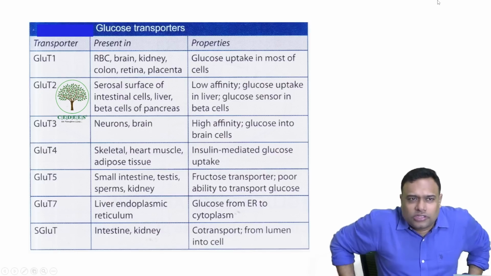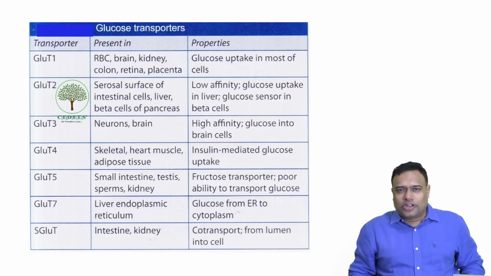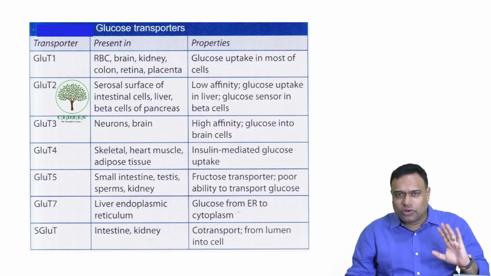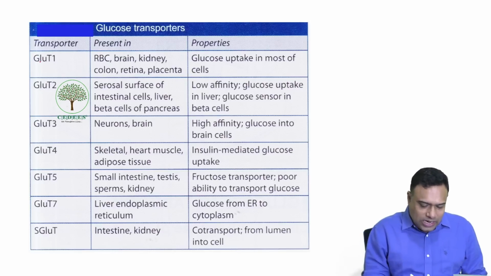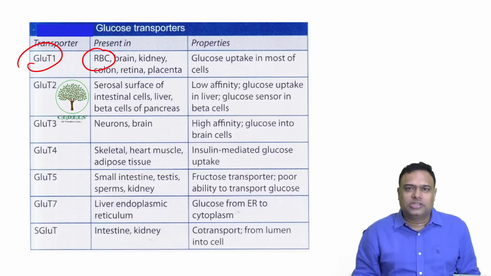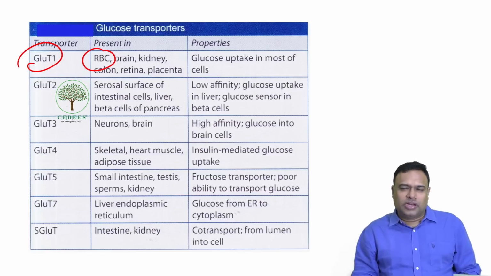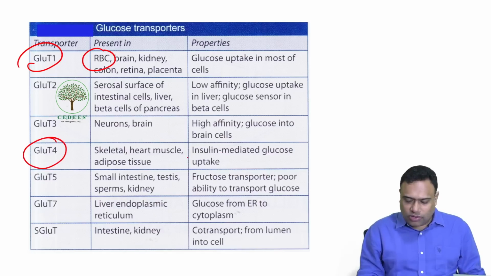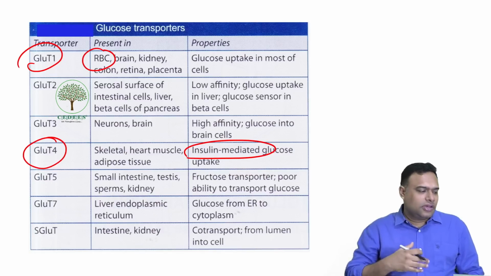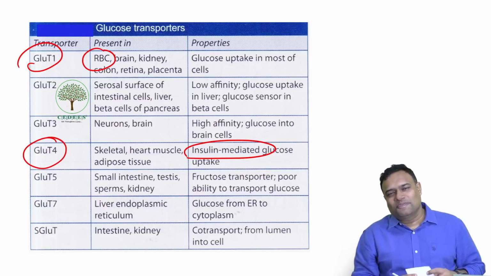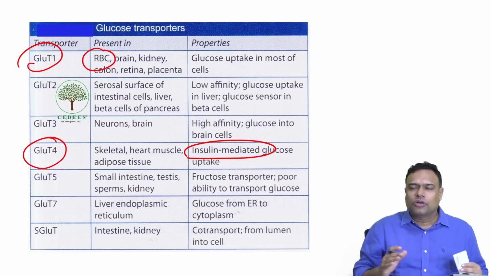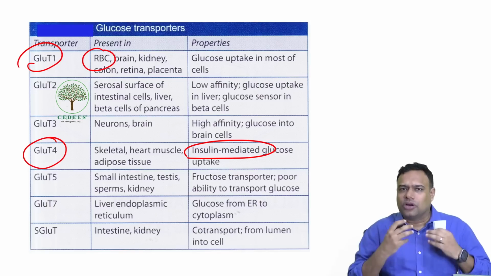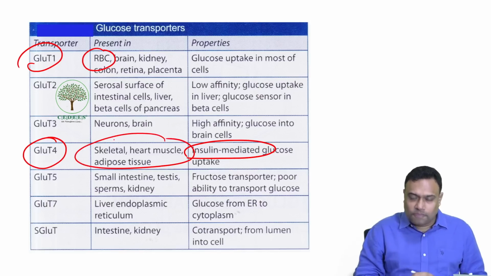Now we have a concept called GLUT or glucose transporters. GLUT 1, 4 and 5 are most important. Obviously they can ask you anything else. GLUT 1 because that's most commonly seen in the RBC. Of course your brain and all that, but RBC, please remember that. GLUT 4 is most important because insulin increases the amount of GLUT 4. And GLUT 4 is most commonly seen in the adipose tissue, that is your fat tissue, your skeletal muscles, your heart muscles, all of them is GLUT 4.